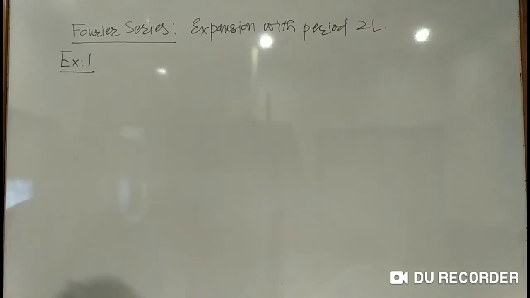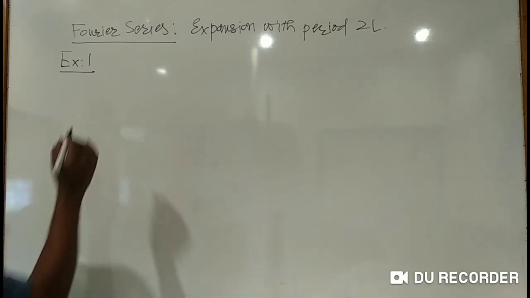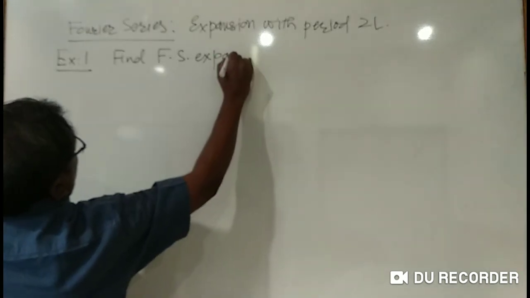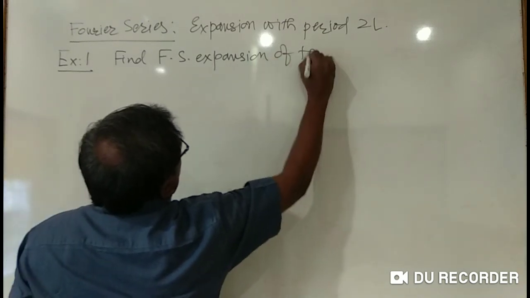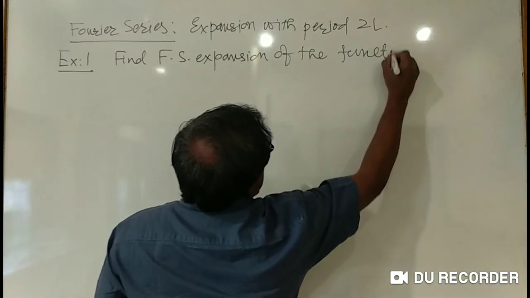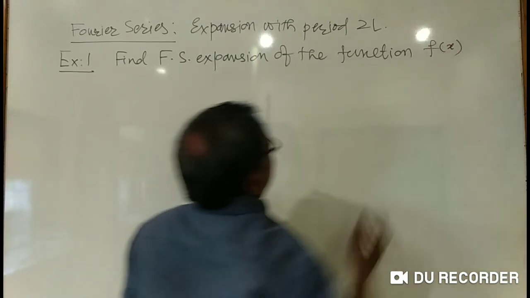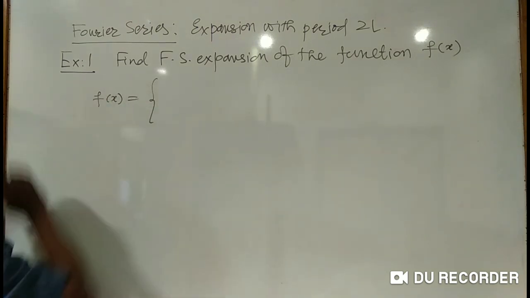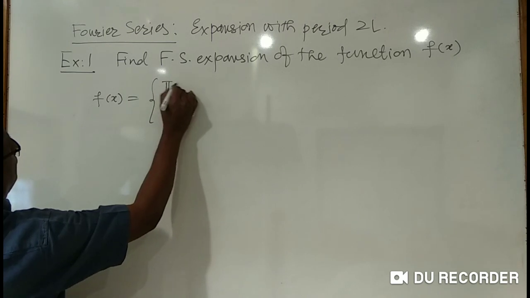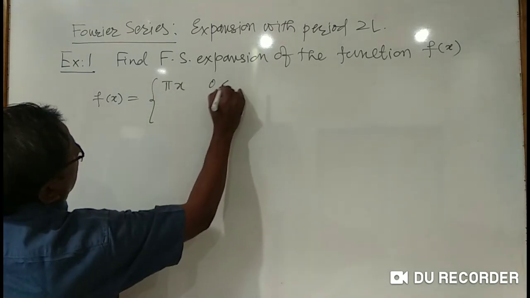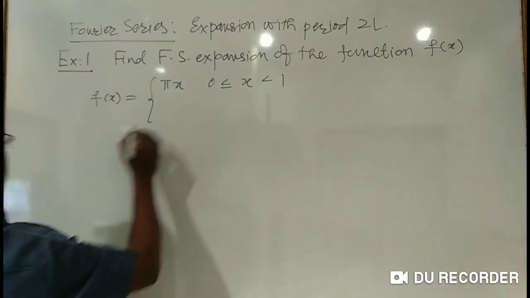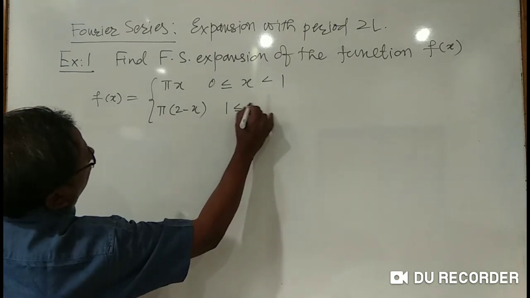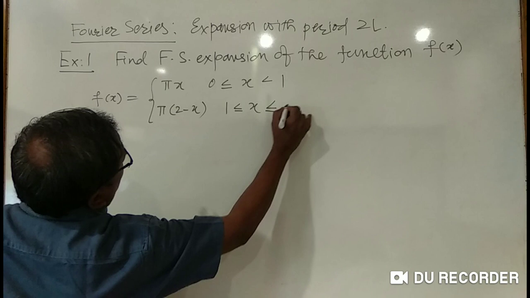Find the Fourier series expansion of the function f of x, which is given by f of x equals pi x for 0 less than or equal to x less than 1, and it is pi into 2 minus x for 1 less than or equal to x less than or equal to 2.